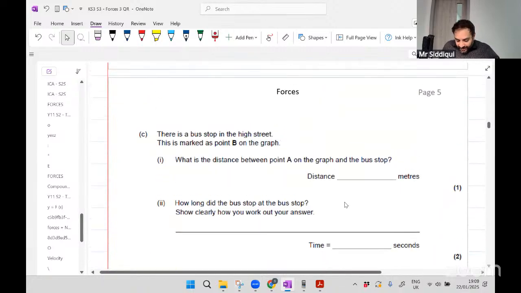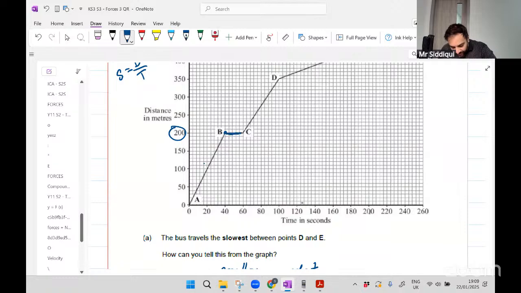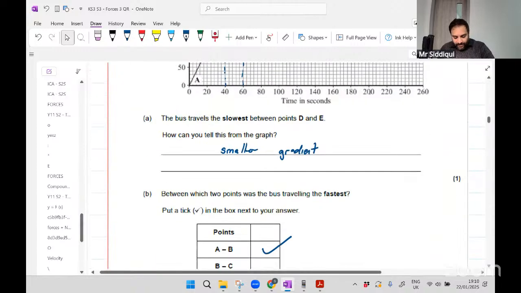And how long did the bus stay at the bus stop? Well, it's however long the line was flat for. So what you have to do is be a little bit careful with your lines here. That started at 40 seconds and then it finishes at 60 seconds, which to me suggests that the time is 20 seconds. It's between 40 and 60.